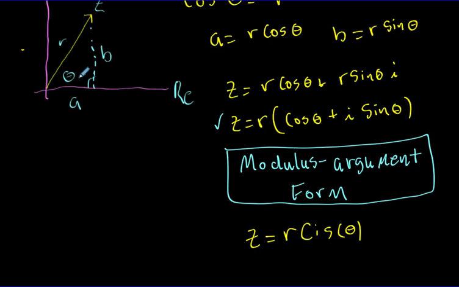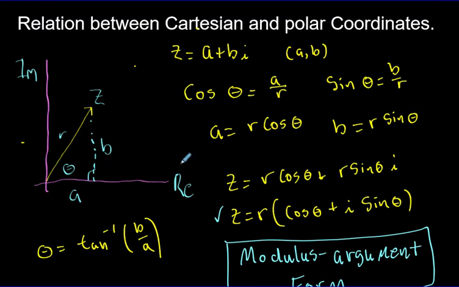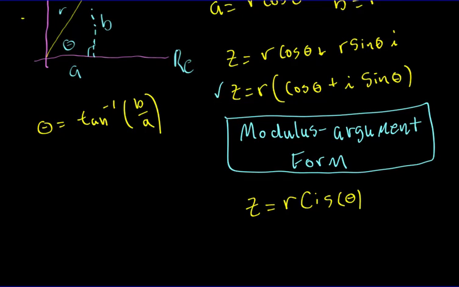But we can also figure out what this theta is. We know that if we were to take theta, we find out what this angle is. We know that's the tan inverse of opposite over adjacent, so that's b over a. So we can use all this information to convert a complex number in Cartesian coordinates into a modulus argument form of a complex number. So we're going to see how to do that.